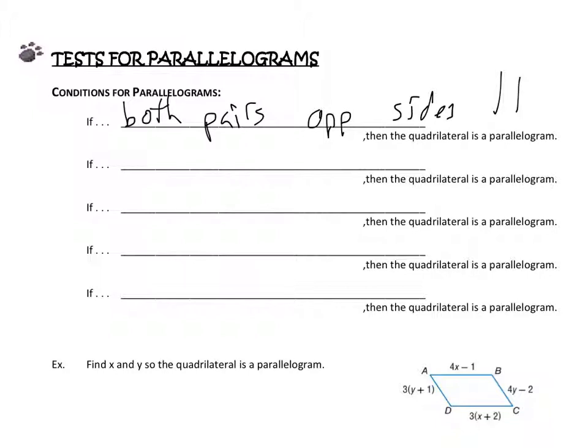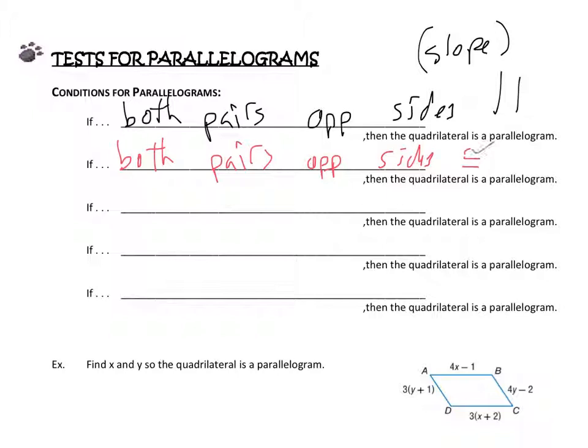Now, the way we could do that is, how do we prove lines parallel? Well, we use the slope formula to do that. Another way would be if both pairs of opposite sides are congruent. How do we do that? We use the distance formula.